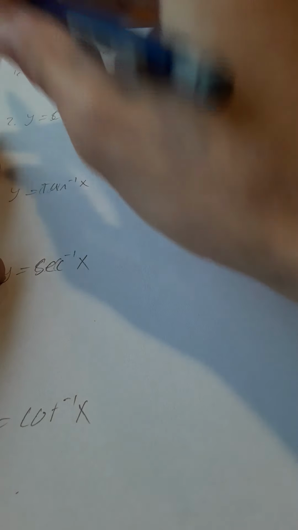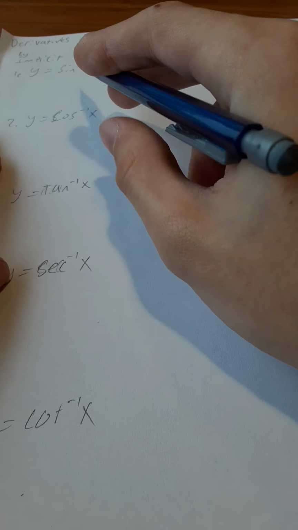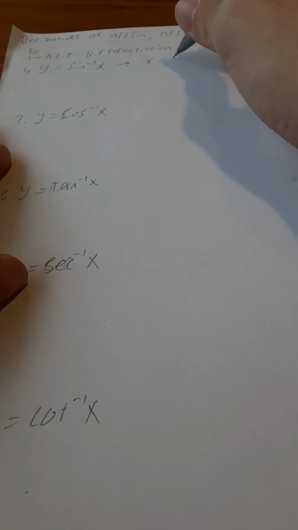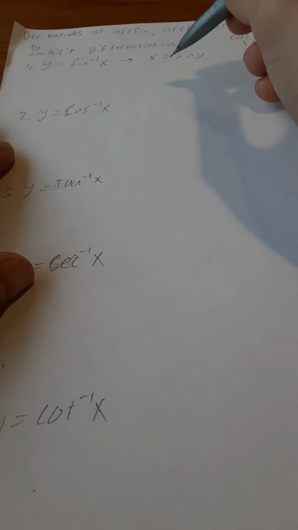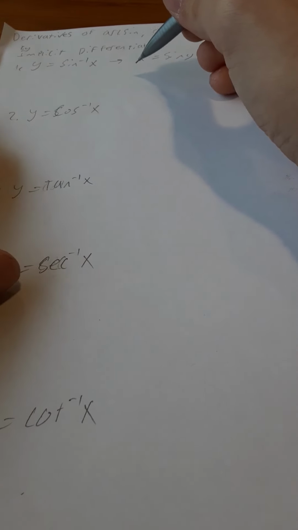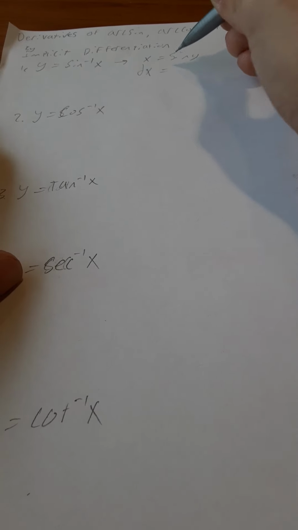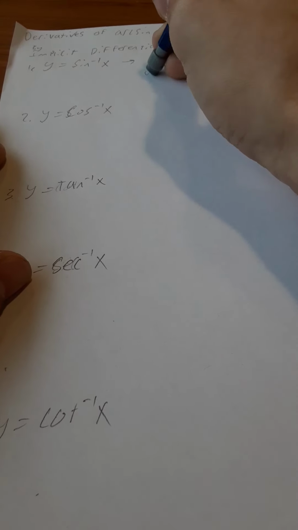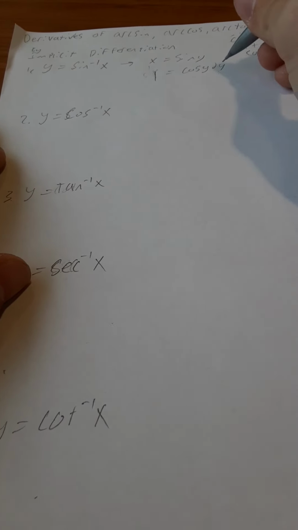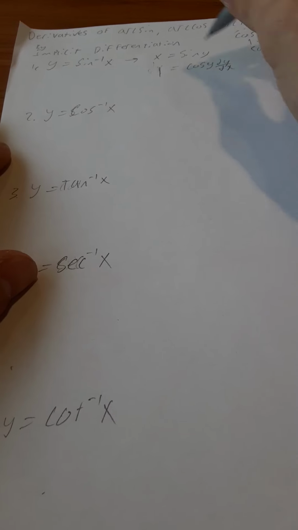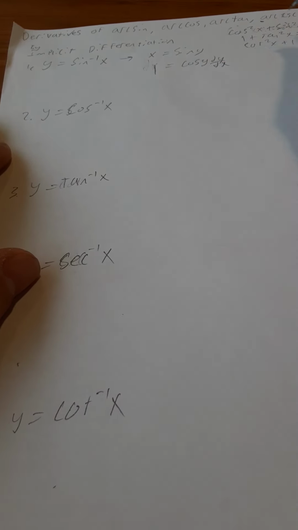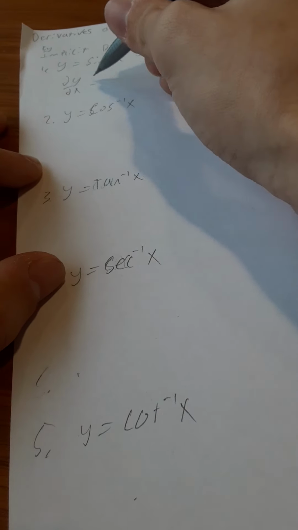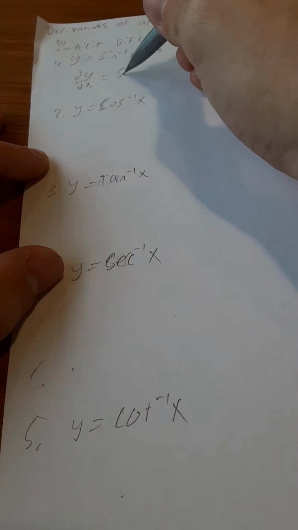So right here we have y equals inverse sine of x, or arc sine of x, I'm sorry. So we can define this implicitly as x equals sine y. We can now differentiate both sides, or I'll say take the differential of both sides. We have dx equals cos y dy, or you could just say 1 equals cos y dy/dx. Now we solve for dy/dx. We have dy/dx equals secant y.